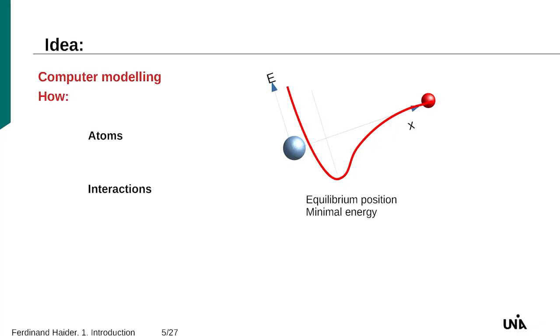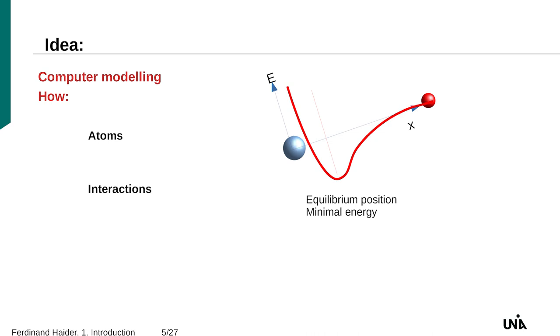So if we look here, we would expect that these two atoms approach each other until they find a kind of minimum here. Yeah? So that's a very simple way to look at interactions. We will look closer at it in one of the next lectures.